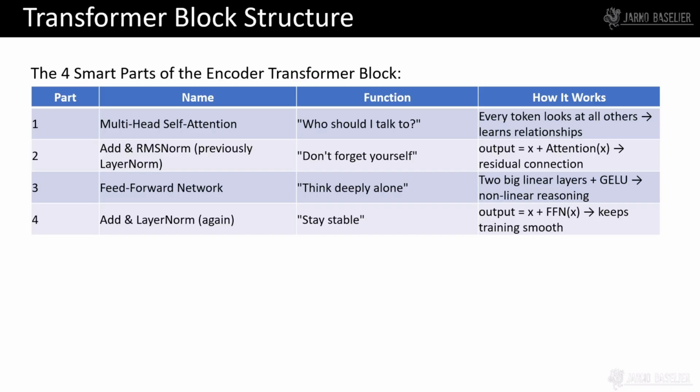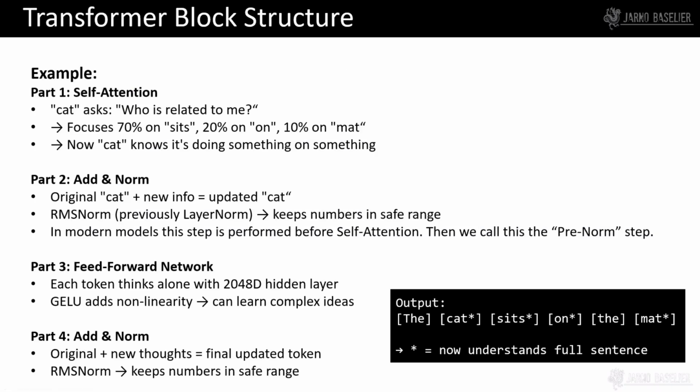And finally, we have the add and layer norm layer again to stay stable. The function here is to prevent training from becoming unstable as depth increases. The FFN output is added back to its input, where output is x plus FFN(x), where layer normalization then smooths the values, keeps gradients healthy and allows many transformer layers to stack without breaking. That is what happens here. Here we have an example of self-attention, where we have cat that asks who is related to me, what is related to cat.